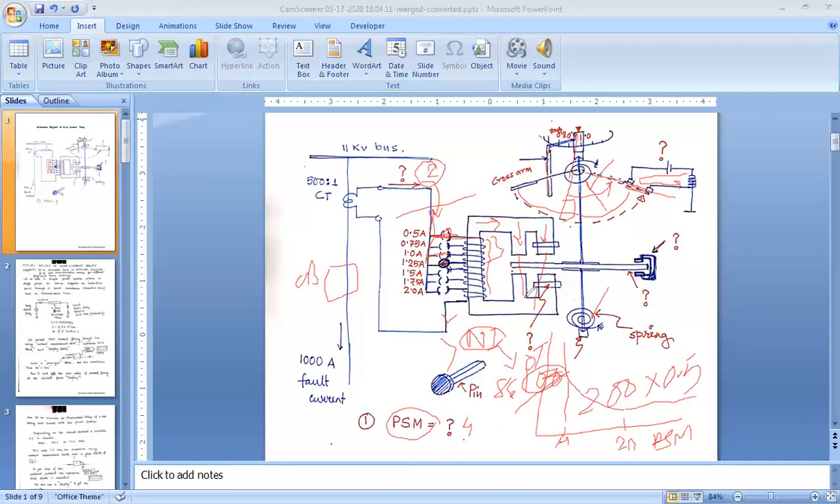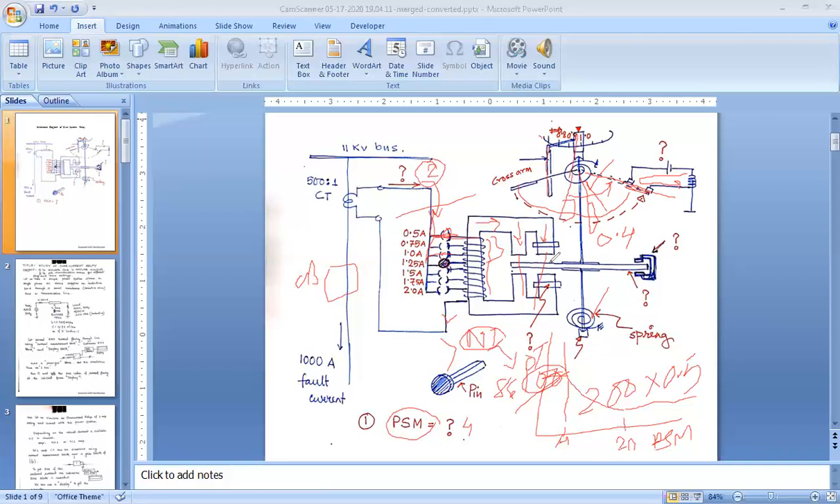Now, let us take another example for another time setting. Suppose the time setting has been set at, say, 0.4, means 40%. So suppose the initial position of this arm is like that. Initial position. So it will take less time for any particular fault current multiplier.